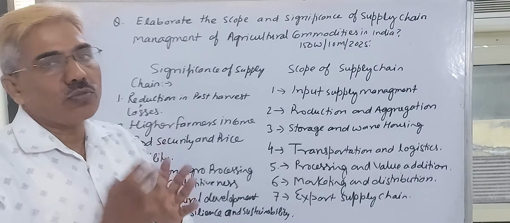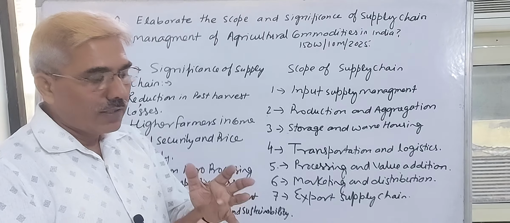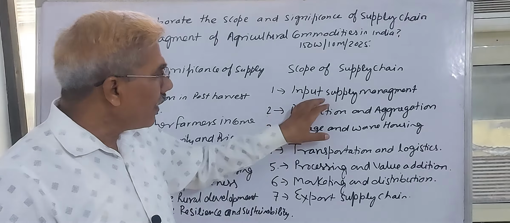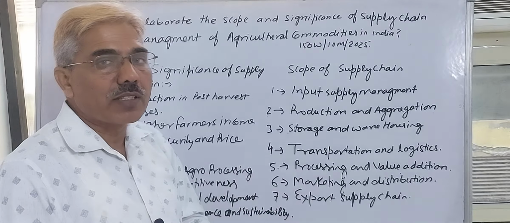Number one, if you see the scope of supply chain, input supply management. I am not going to explain the problem of farmers here. You know that. If farmers are getting adequate quality seeds, fertilizer, irrigation water, technologies, equipment, credit, etc. facility, this is the input supply management, and it is done by the government under different policies. Then definitely farmers will grow their crop with high productivity and production. This is the scope of input supply management.